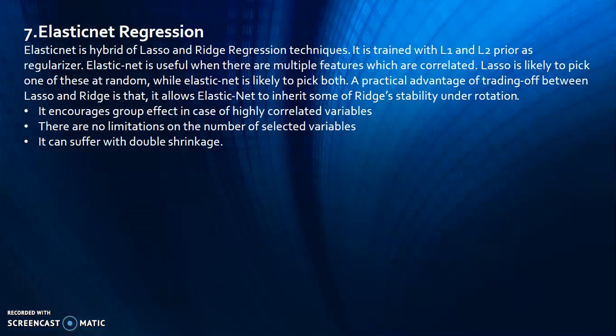The last is elastic net regression. Elastic net is a hybrid of Lasso and Ridge regression techniques. It is trained with L1 and L2 prior as regularizer. Elastic net is useful when there are multiple features which are correlated. Lasso is likely to pick one of these at random. Elastic net encourages group effects in case of highly correlated variables. There are no limitations on the number of selected variables. It can suffer from double shrinkage.